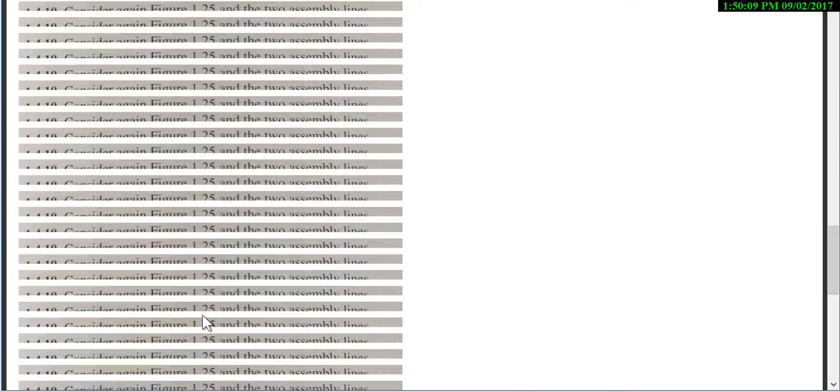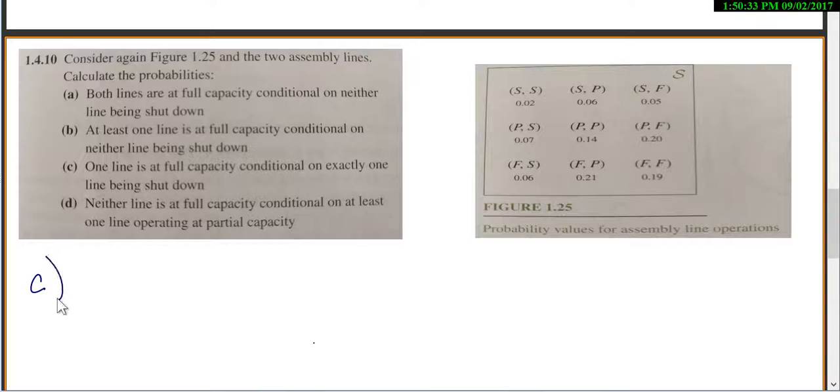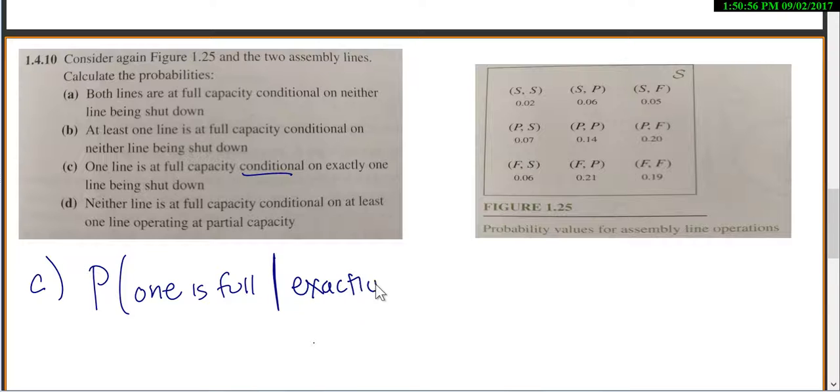Let's do part C now. It's very similar. I'm just going to go down so I can write on the picture again. I like to use the picture to write on. So for C, we have one line is at full capacity, conditional on exactly one line being shut down. So we're looking for the probability that one is full if we know that exactly one is shut down.